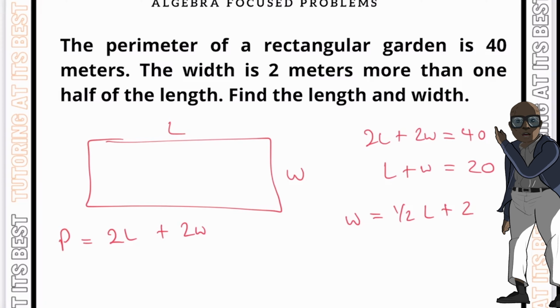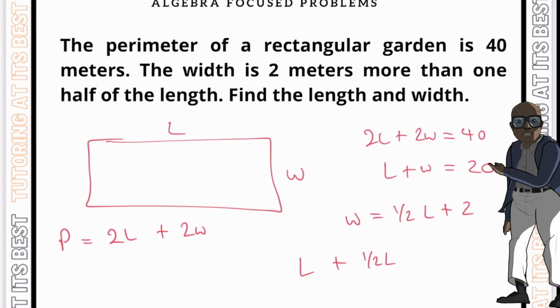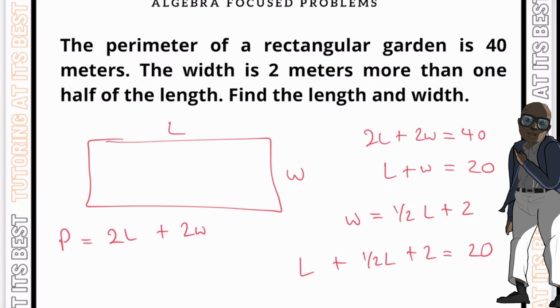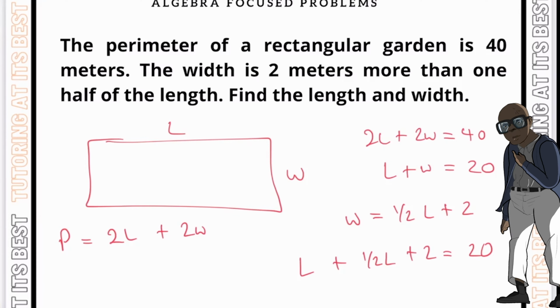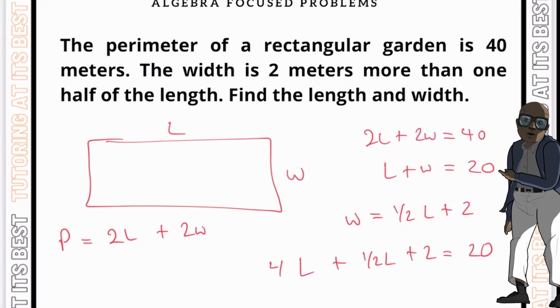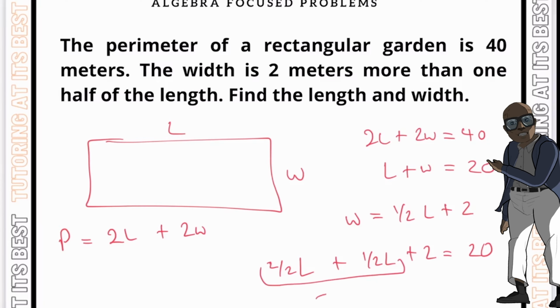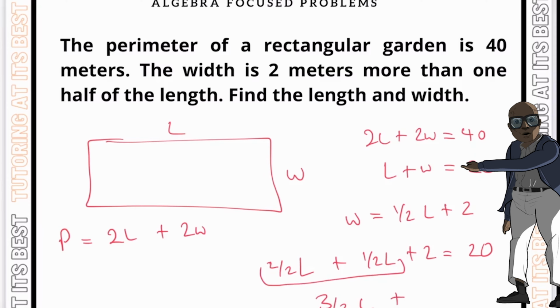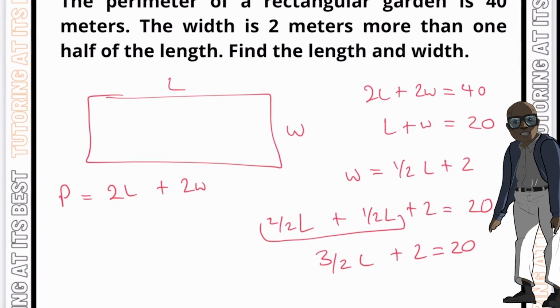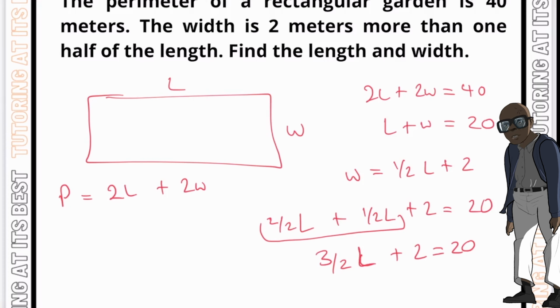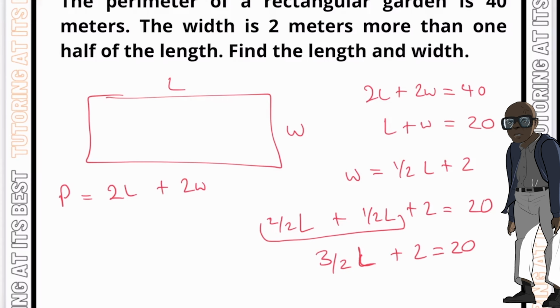So we have our length plus 1/2 of the length plus 2, which equals 20. If we now combine this, 2/2 plus 1/2 gives us 3/2L, plus the 2, which equals 20. Then we can subtract 2 from both sides, so we get 3/2L equals 18.